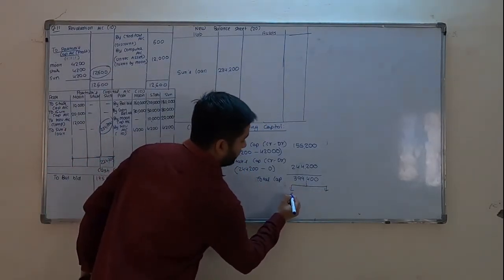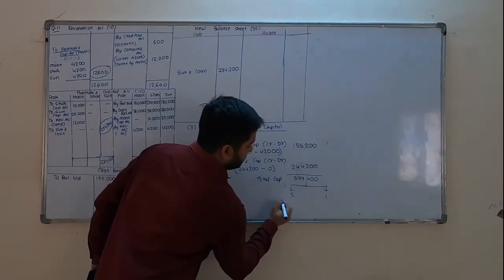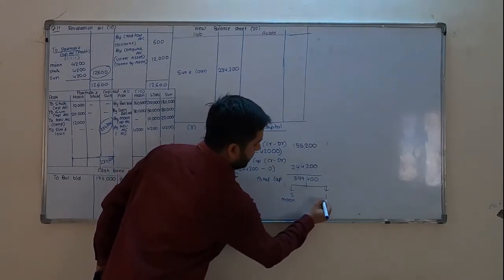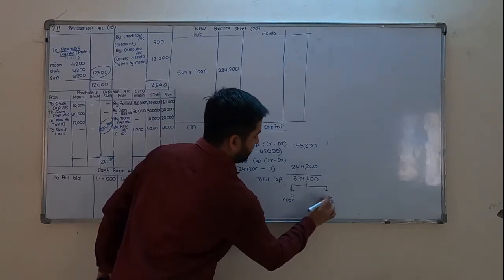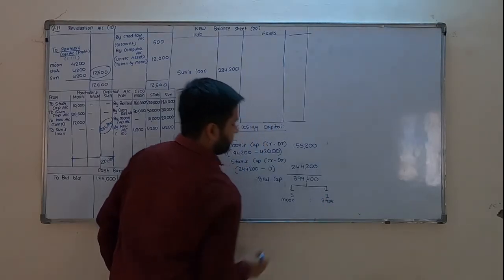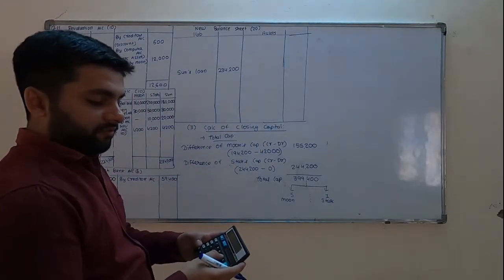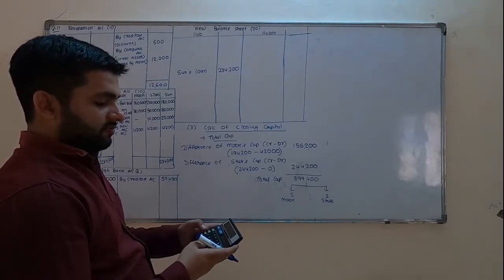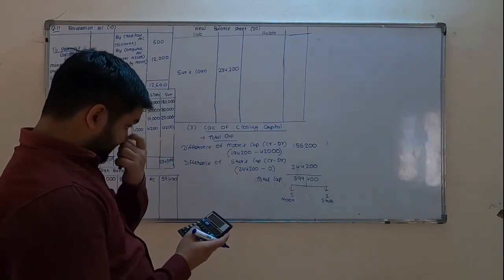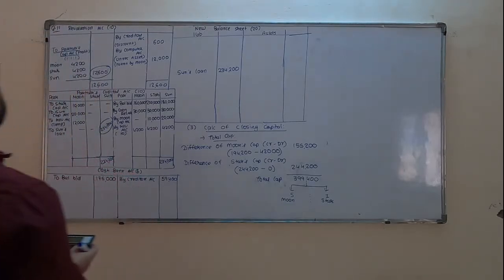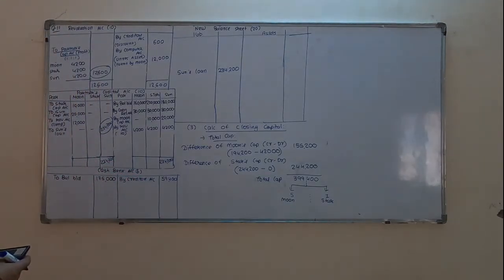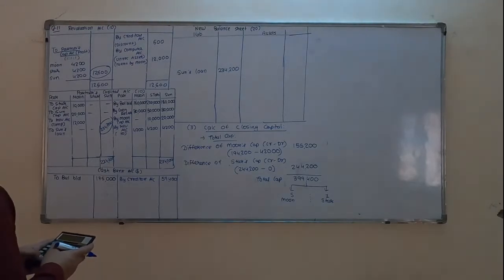Okay. 5:1 for Moon and for Star. So 399,400 divided by 6 into 5. There is some mistake, I think, in doing the total.